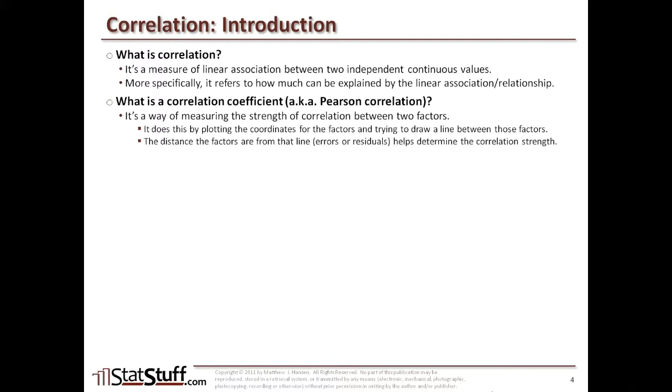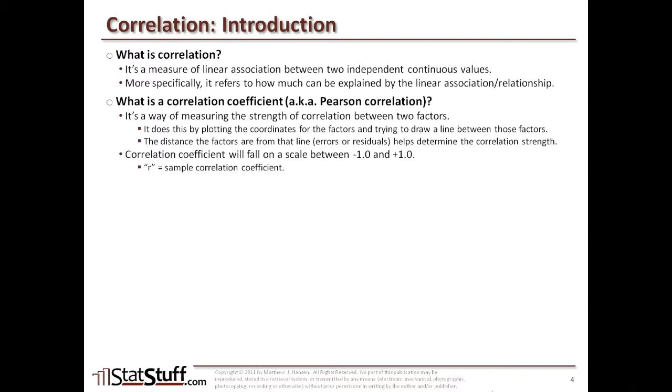So the distance that each of those different factors or observations are from the line that it's trying to fit, that distance represents the errors or residuals we'll be looking at later. That helps determine how strong the correlation is. The correlation coefficient, the result from that, will fall on a scale between -1 and +1, or the same thing as saying a -100% all the way up to a +100%.